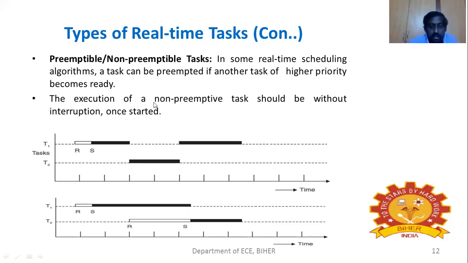You can see the tasks here. Here you can see task 1 and task 2. Within this period, task 2 is executed, and then T1 is executed, and it executes completely. It doesn't depend upon T2. Here it depends upon T2, and only the empty period within T2 is used. So this is the difference between preemptive and non-preemptive tasks.